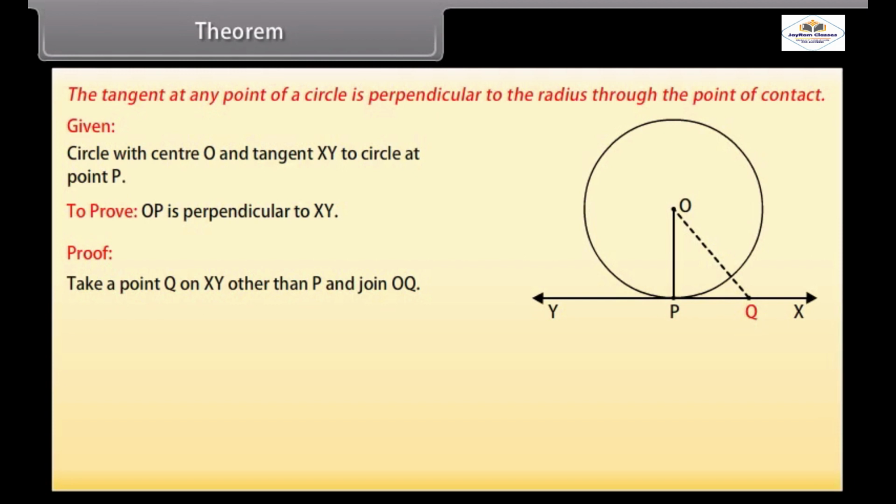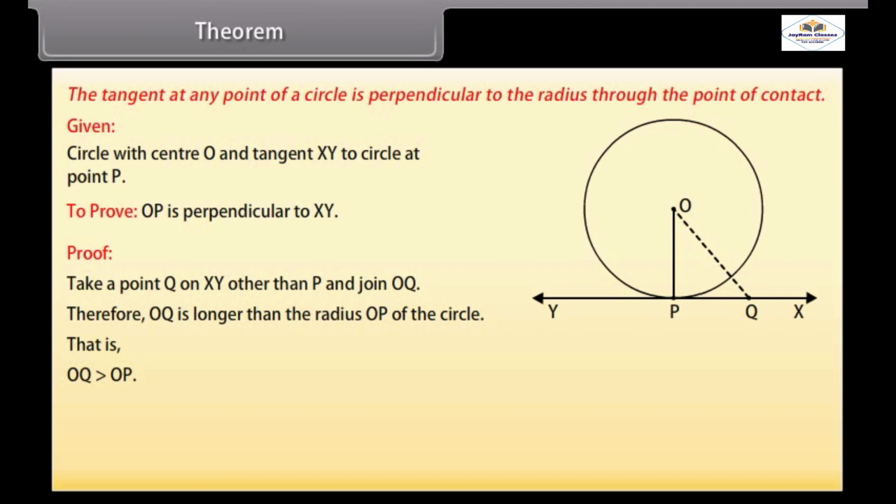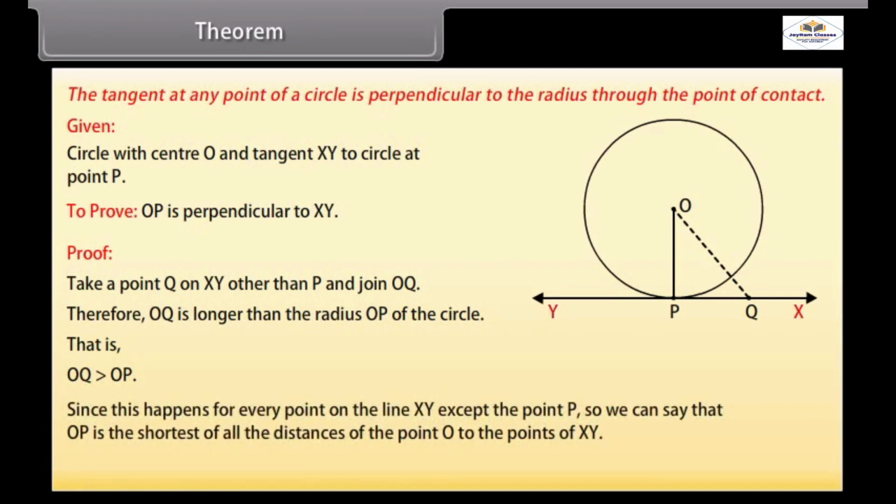Also, the point Q must lie outside the circle, because if Q lies inside the circle, then xy will become a secant and not a tangent to the circle. Therefore, OQ is longer than the radius OP of the circle. That is, OQ is greater than OP. Since this happens for every point on the line xy except the point P, we can say that OP is the shortest of all the distances of the point O to the points on xy. Hence, OP is perpendicular to xy.